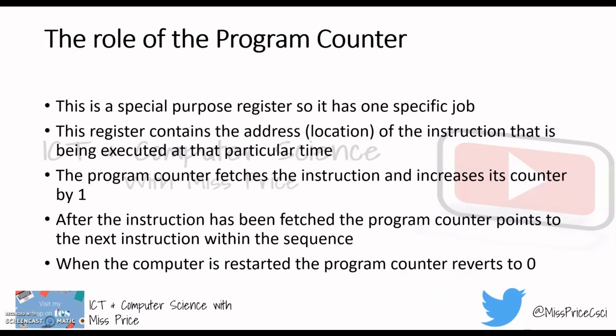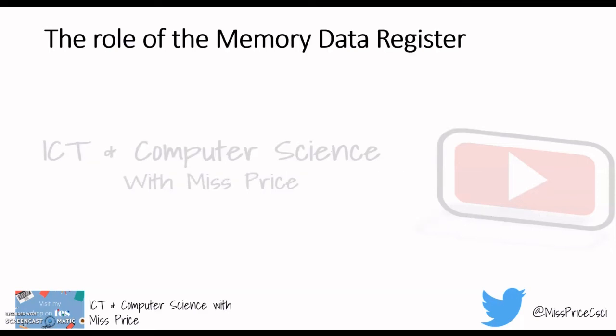And when the computer is restarted, basically the counter reverts to 0. So sometimes, as you know, maybe your phone needs to be rebooted because maybe there's just too many instructions that need to be executed and they've all got backed up. And then what you would do is you'll probably close all your programs, you will restart your phone and then it goes back to 0 and it starts to work properly.